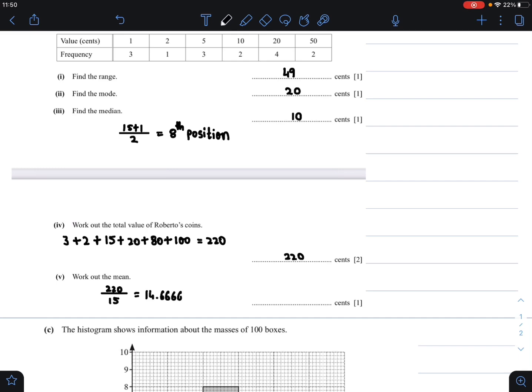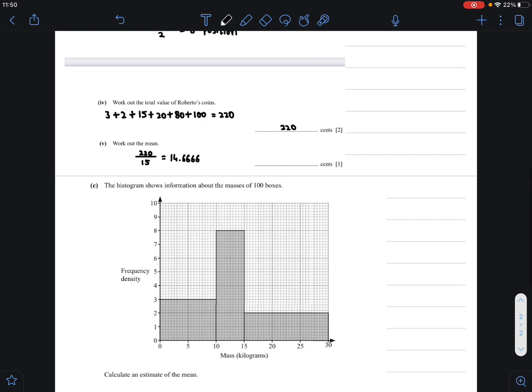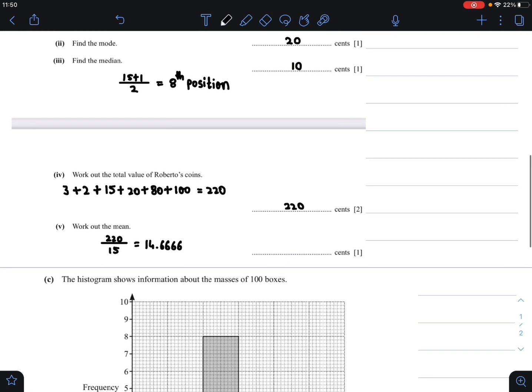14.666 recurring. So now since we need to give our final answer in 3 significant figures, our final answer will be 14.7 cents, because the 4th significant figure in this case, which is 6, is greater than or equal to 5. So it will round off the 6 to the next number. Therefore 14.7 will be the final answer for part B5.